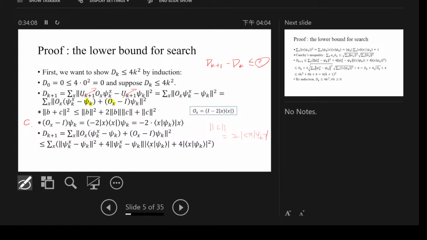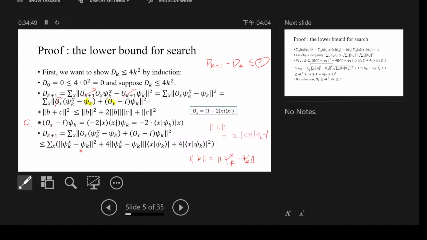So what we use is norm b equal to this, norm of psi xk minus psi k. We don't have a square here. So norm b equals just this norm. We can get rid of OX because when you take a norm, the unitary doesn't matter. That's very nice. So norm b is this, norm c is this, and we can just write things together.